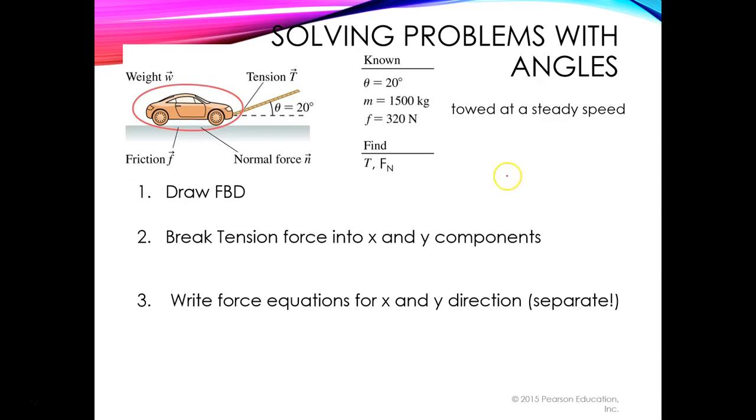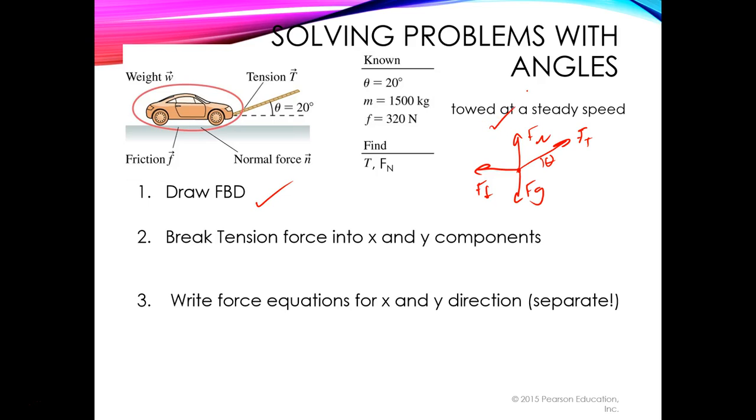So I already drew that free body diagram. Here we have our normal force, our force of gravity, our force of friction, and our force of tension there at some angle theta to the x-axis. So that part here is checked. The next thing is we want to break up our forces into x and y components if they don't lie on an axis.